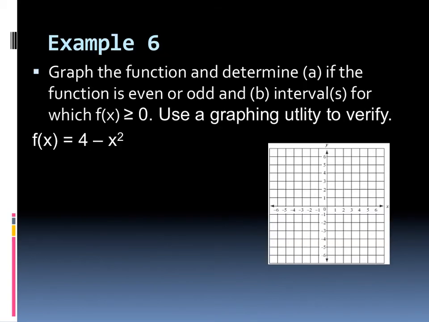All right, so I'm going to add to this, but this kind of puts a couple of things together. Graph the function, determine A, if the function is even or odd. B, the intervals for which f of x is greater than or equal to 0. And then I'm going to add in here to find the roots, because that'll help you. And increasing, decreasing behavior.